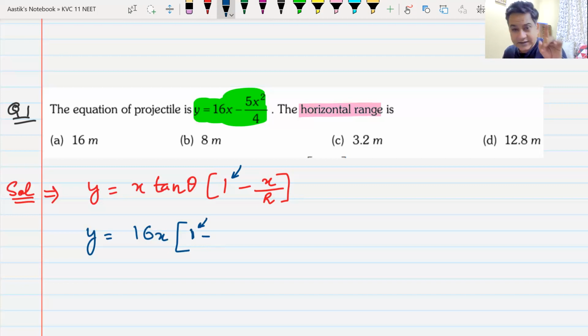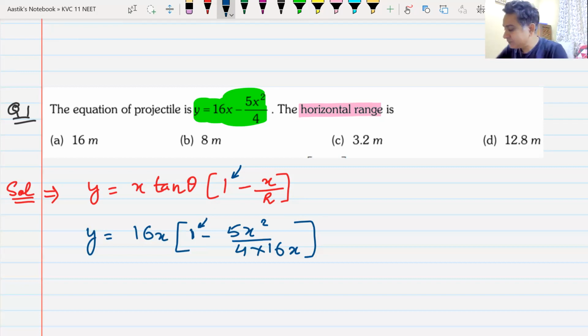Minus, I had 5x square by 4. So 5x square by 4 remains like this. But I have taken 16x outside, so I multiplied it by 16x. So I have to divide it by 16x. Are you getting my point? So if I now open the bracket, 16x and 16x will get cancelled and you will get whatever was there actually.